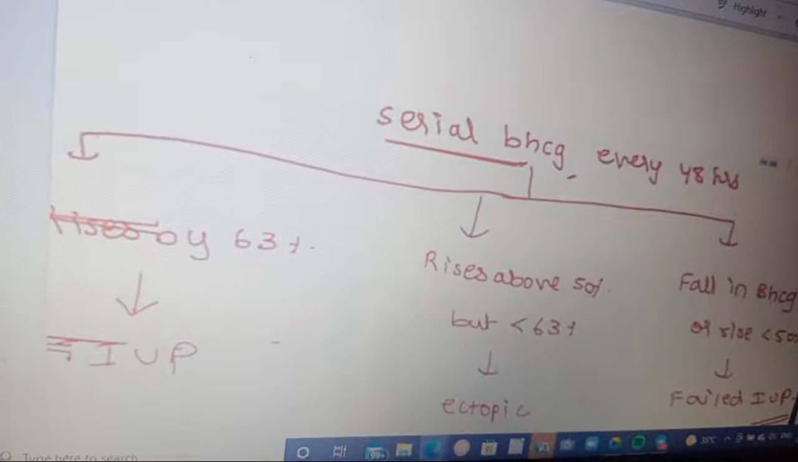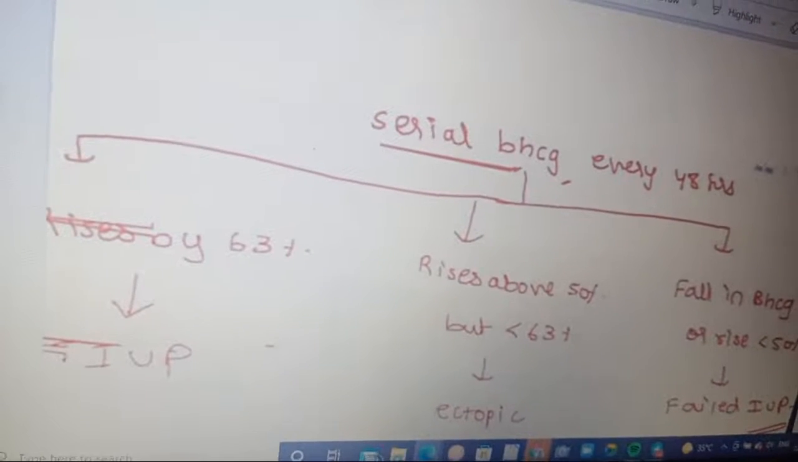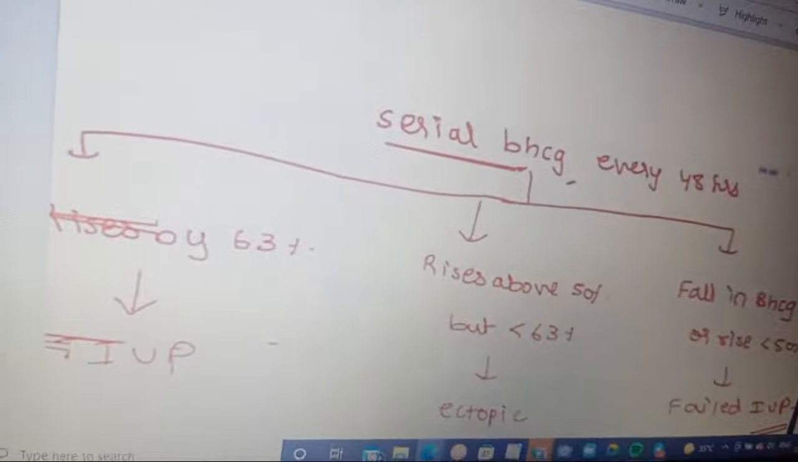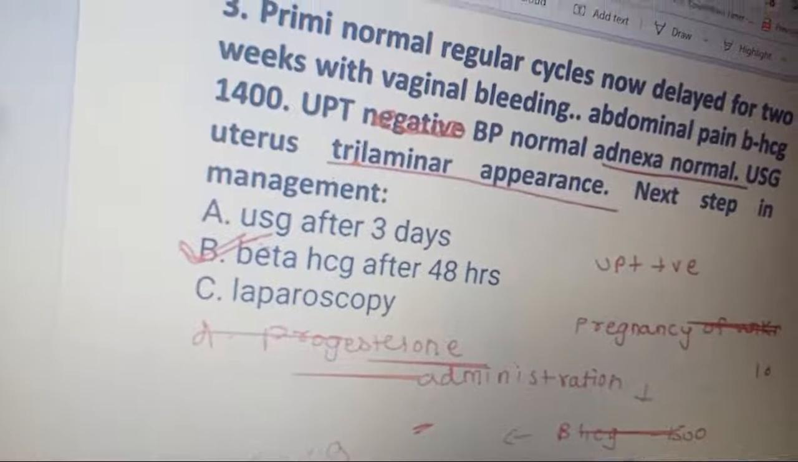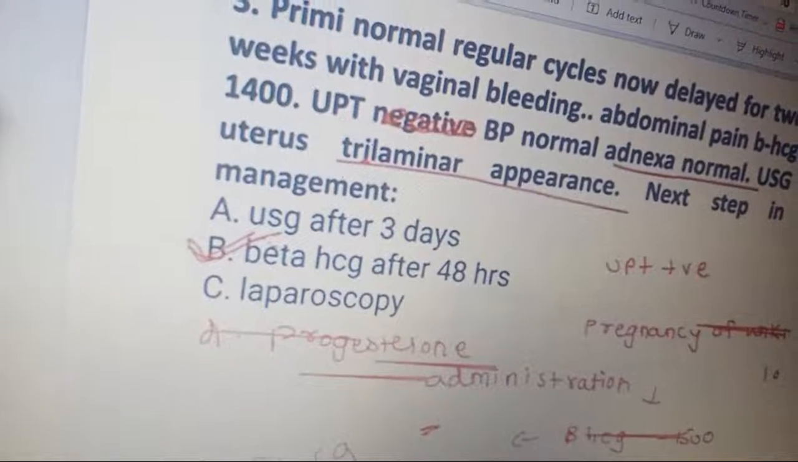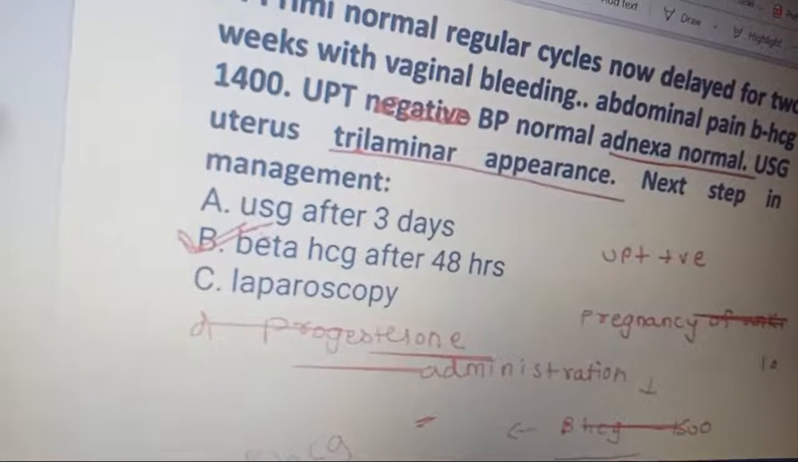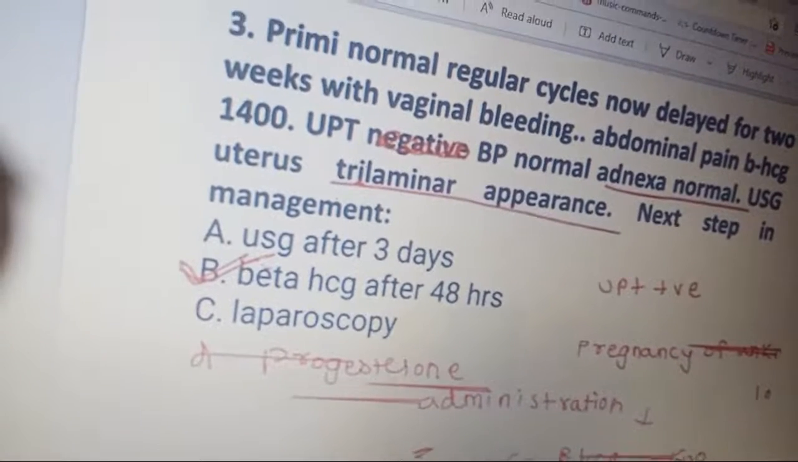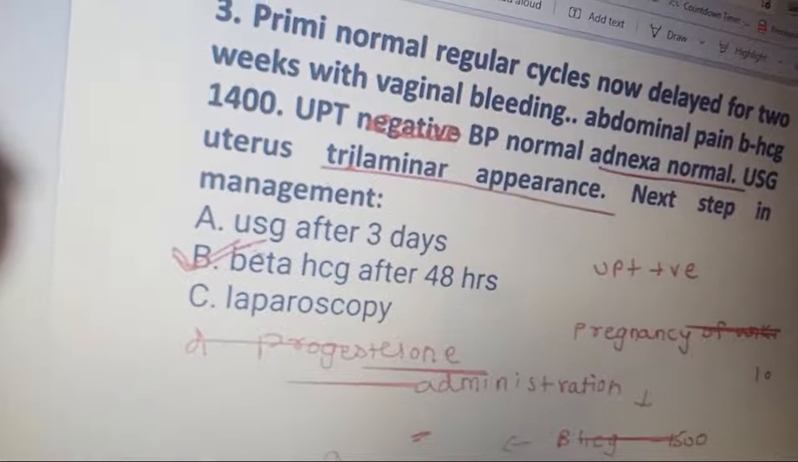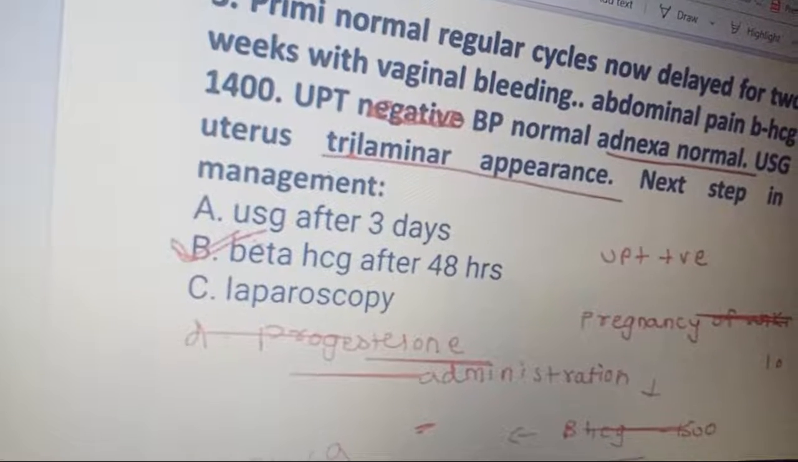A fall in beta HCG or a rise of less than expected suggests failed IVP. Okay, so here the UPT was positive in this question. So in this ectopic pregnancy case we should repeat the beta HCG after 48 hours. If it's positive, we can go for laparoscopy. Okay, so the answer will be beta HCG after 48 hours.